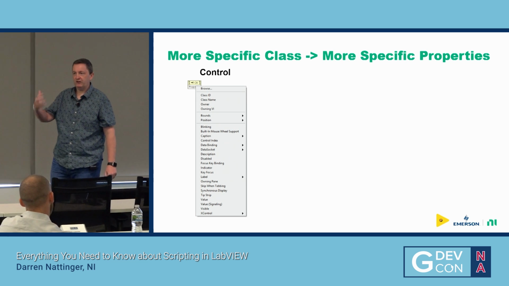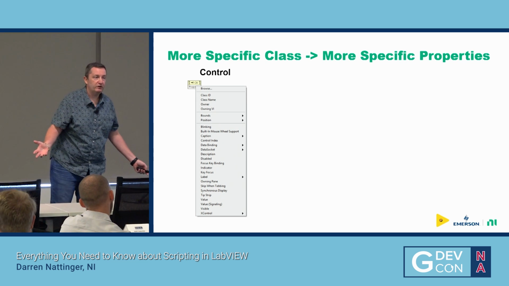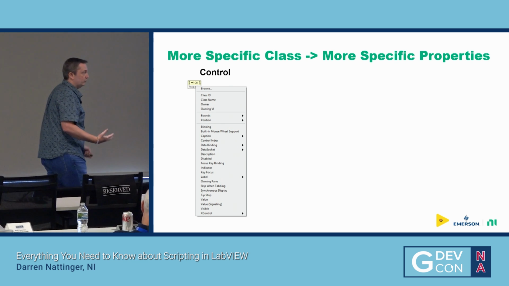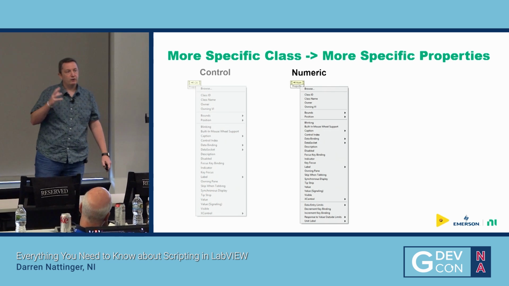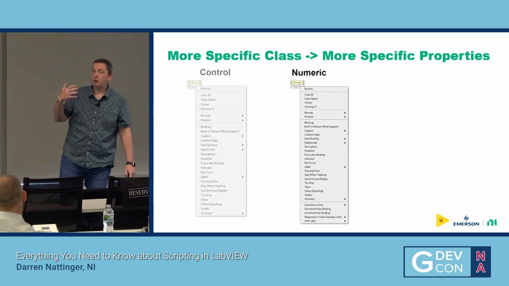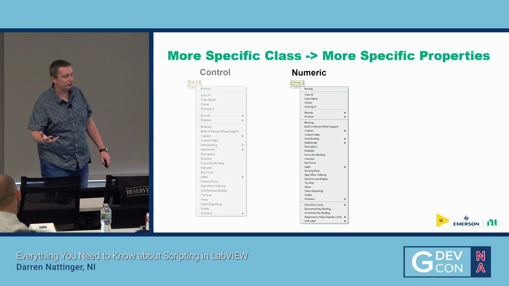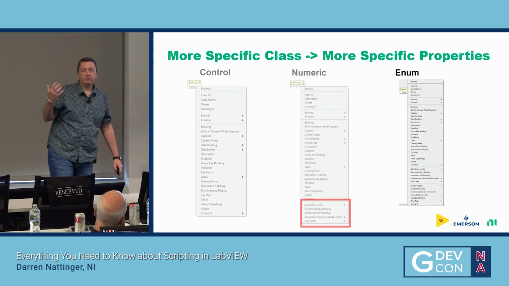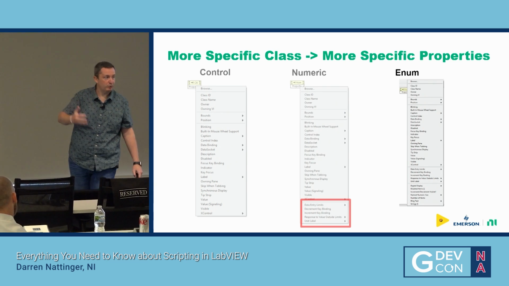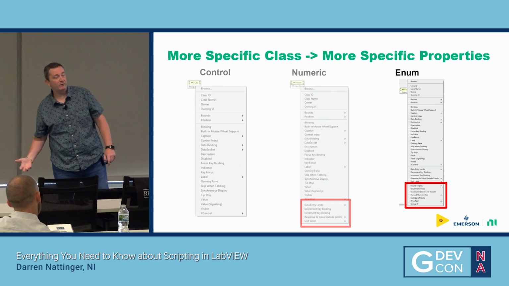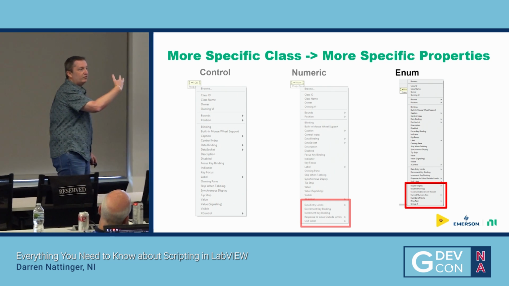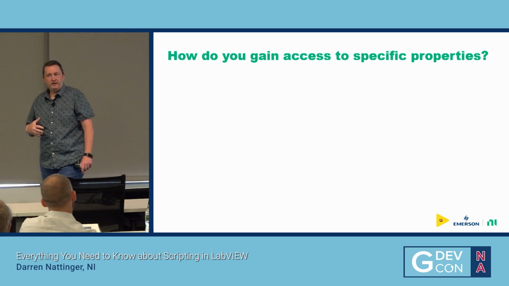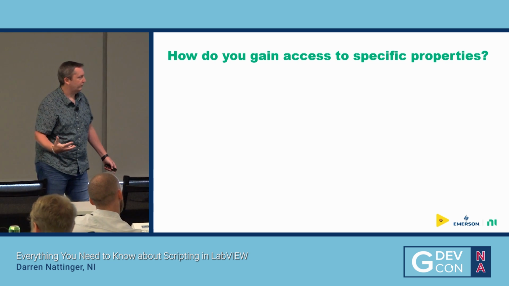So the more specific of a class you deal with in scripting, the more properties you get. Here is a property node with the list of properties for the control class. So objects on the front panel. Here's a property node with the list of properties for the numeric class, which is a child class of control, which means it's going to get more properties at the bottom of the list. Here's the list of properties for the enum class, which inherits from numeric, which means it gets more new stuff on the bottom of its list. So the more specific that we go, the more properties that are specific to that thing that we have access to.